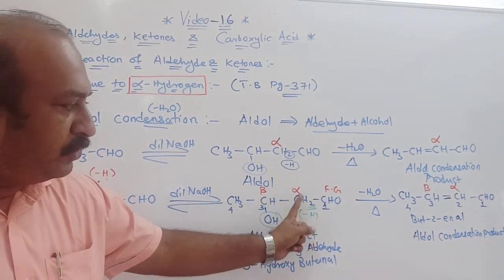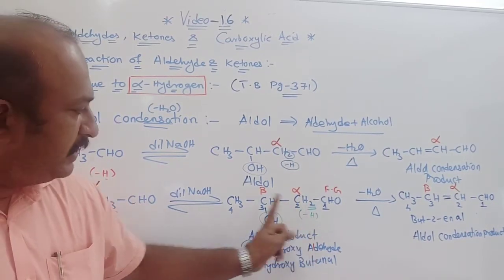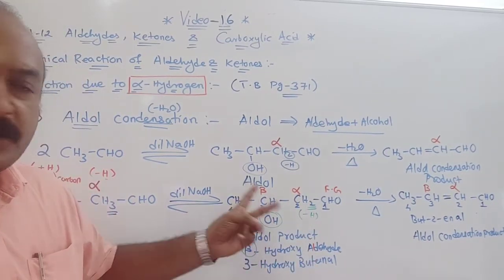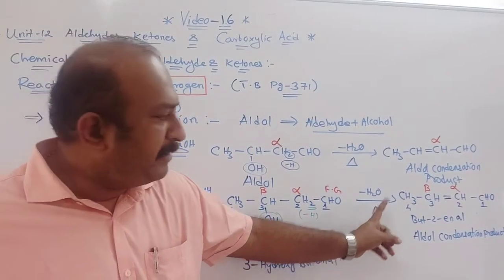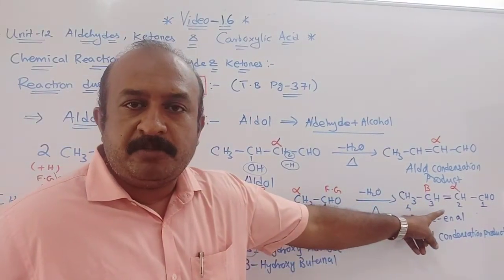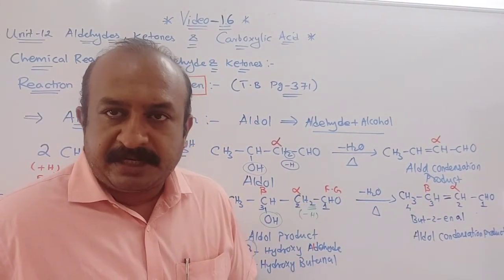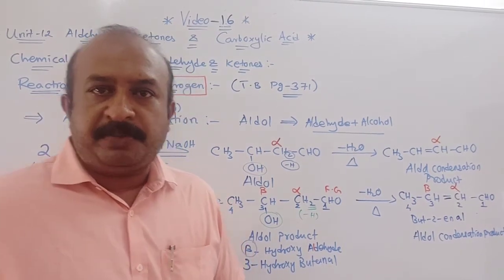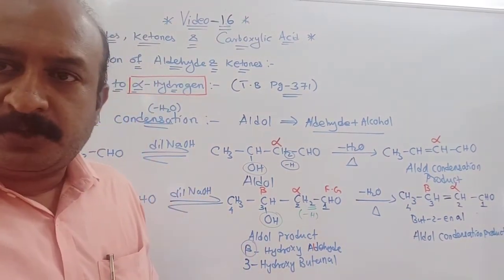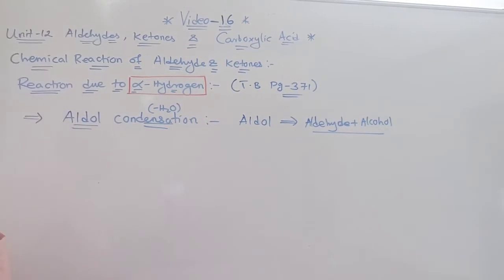Then what to do? From alpha you remove hydrogen, and from beta you remove OH. So condensation means removal of water by heating this, and there is a formation of a double bond between alpha and beta. Okay, one more example we will practice, so this part will be clear to you. Just a minute. Okay, now one more example we will see for this case.